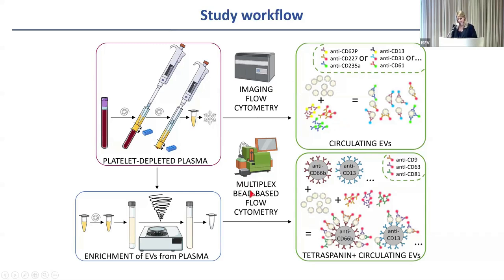For the multiplex bead-based flow cytometry, we first had to isolate EVs from plasma, and we used a method we use in the lab a lot, ultracentrifugation through sucrose cushion. With these isolated EVs, we performed this phenotyping again, in this case for 23 cellular markers. What's important here is that because of the detection method, the population of EVs that we studied is actually only the tetraspanin positive subpopulation. So it's not the whole population of EVs, but just those that are tetraspanin positive.